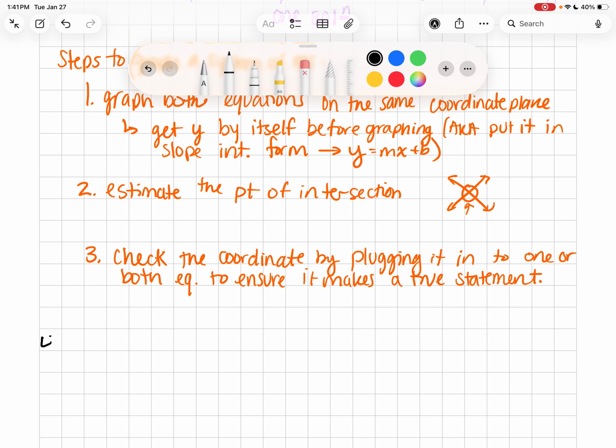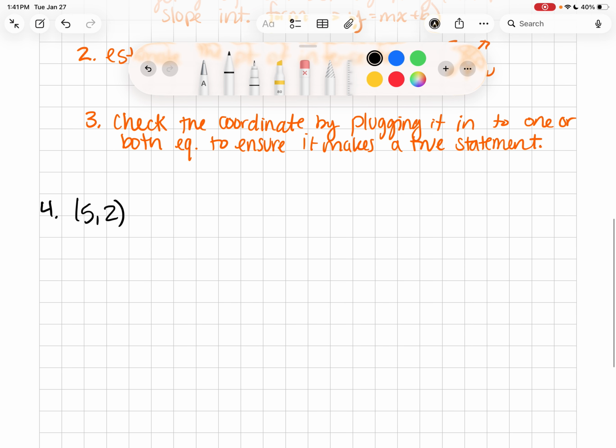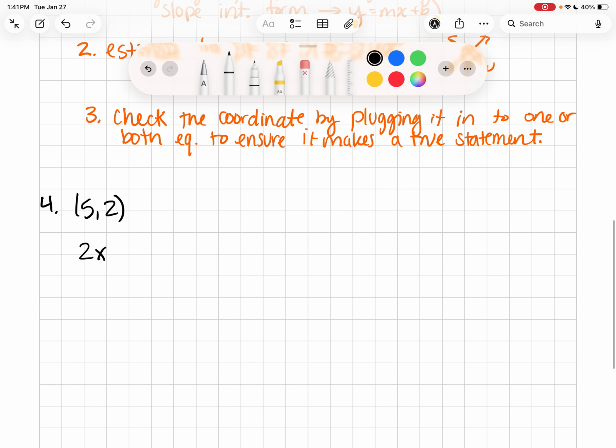So number 4 is the point 5,2, and the equations are 2x minus 3y equals 4, and 2x plus 8y equals 11.